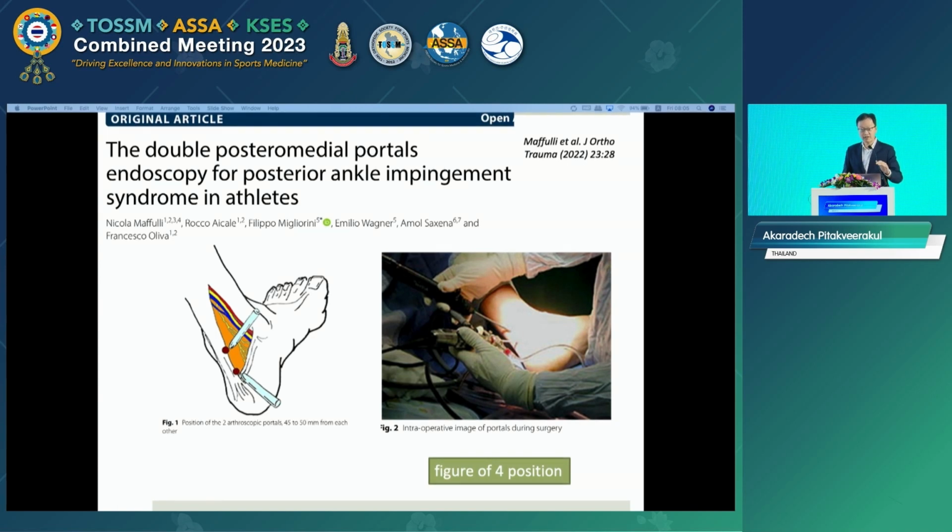The first portal is distal, medial, anterior to the Achilles, parallel to the calcaneal tuberosity from the tip of the medial malleolus. The second portal is about 5 cm proximal to the first. They report a good functional outcome score and time to return to sport at about 8 weeks with no complications.